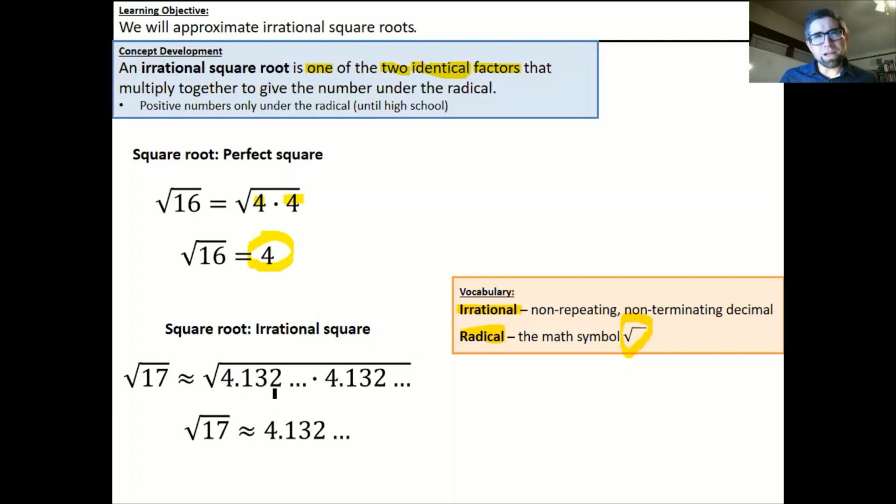So when I'm talking about an irrational square root, I'm talking about the decimals that go on forever, that don't have any pattern, that if I multiply that identical decimal together, I get the original number, 17 in this case, under the radical. So an irrational square root is a decimal that goes on forever without any pattern of repeats. I take just one of those two numbers, and that is my irrational square root. So the square root of 17 is approximately, that's what this symbol means, equal to 4.132 and it goes on forever.